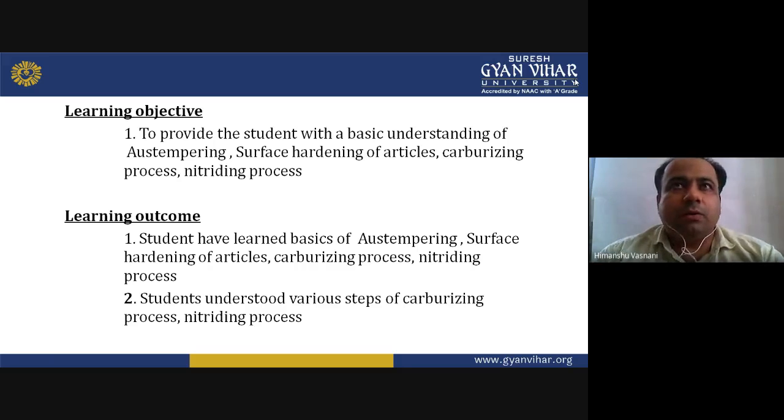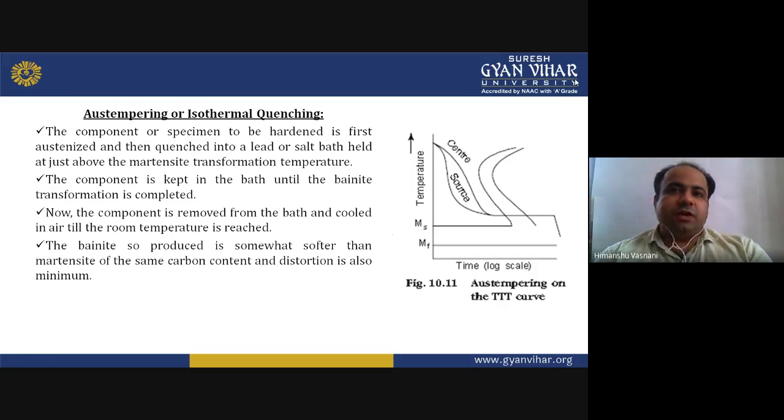Now we are studying heat treatment processes, in which we studied the annealing process, the normalizing process, the hardening process, and various other processes. We are now continuing with other processes, like austempering or isothermal quenching. The component or the specimen to be hardened is first austenitized and then quenched into a lead or salt bath held at just above the martensite transformation temperature. We've discussed this martensite transformation temperature in the previous classes also.